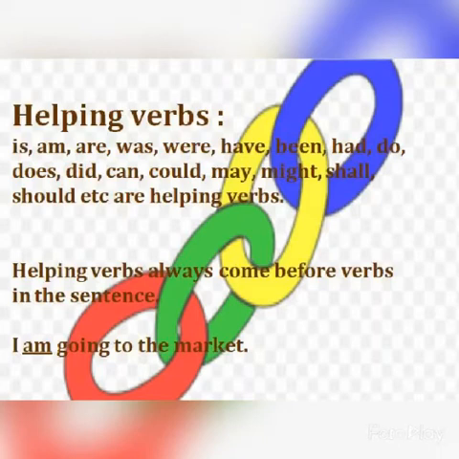Helping verbs always come before verbs in the sentence. So what do helping verbs do? They help the main verb. They are used with the main verb. Just now we have studied in the previous chapter about verbs. Now we are going to study about helping verbs. Example, I am going to the market. Now in this sentence, going is an action word and am is used with going. So am is a helping verb.